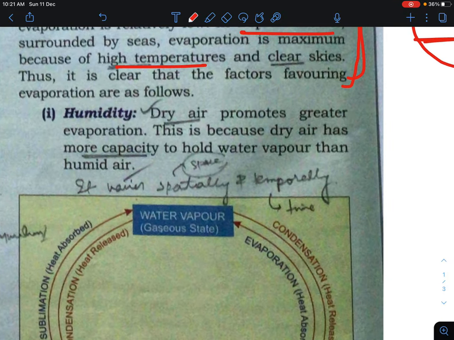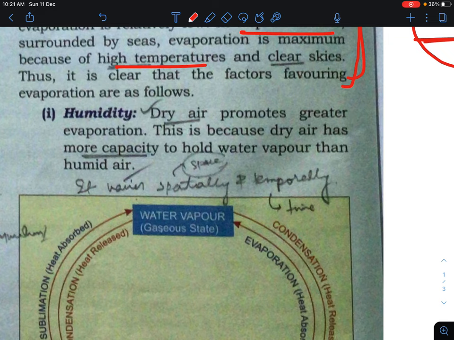Humidity: dry air promotes a greater evaporation. Now the first topic. It is clear that the factors favoring evaporation are, first, humidity. Dry air promotes greater evaporation. It's obvious that dry air promotes a greater evaporation.